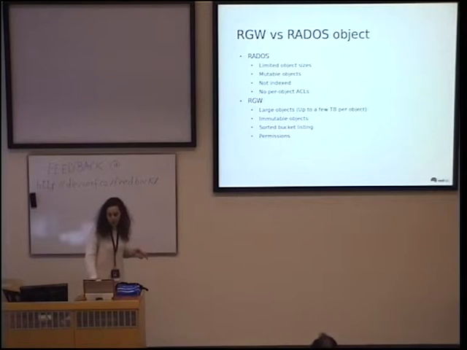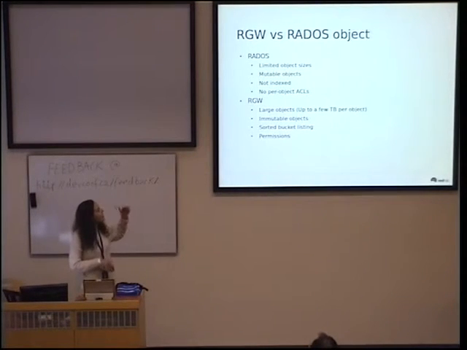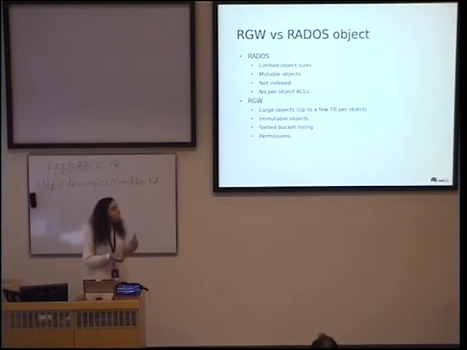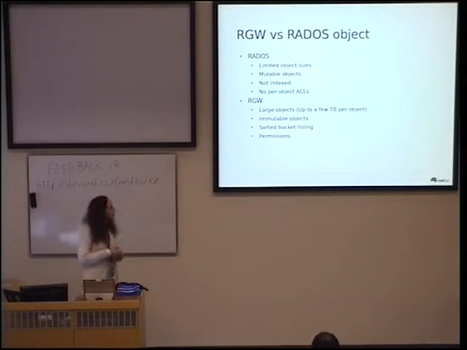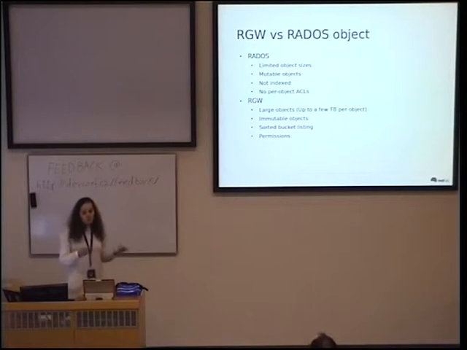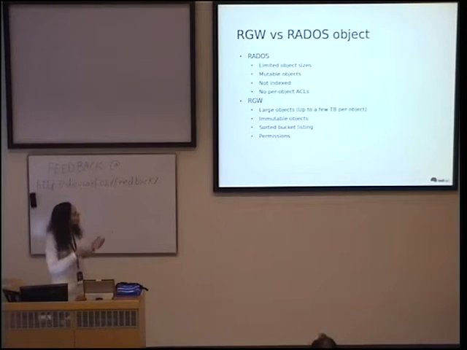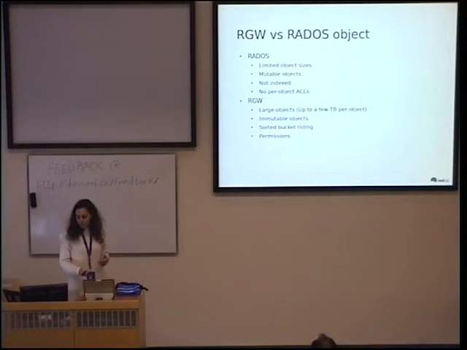So why do we need a web server and then translate the REST API to commands? Why do you need the Rados gateway? The main difference is that Rados limits the object size. It's a few gigabytes. Objects are mutable, and they are not indexed inside the pool. And you don't have an ACL per object like cloud storage needs. So if you compare to the Rados gateway, we have really large objects, a few terabytes. They are immutable. We need to index the bucket, so listing the content of a bucket would be fast, and we need all the permissions to be flexible.